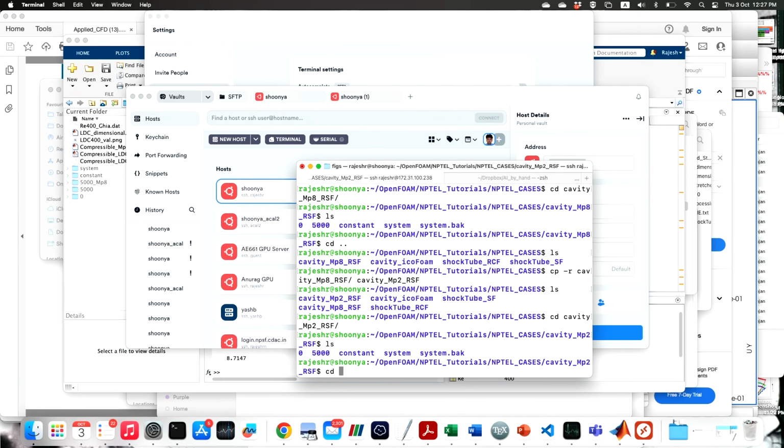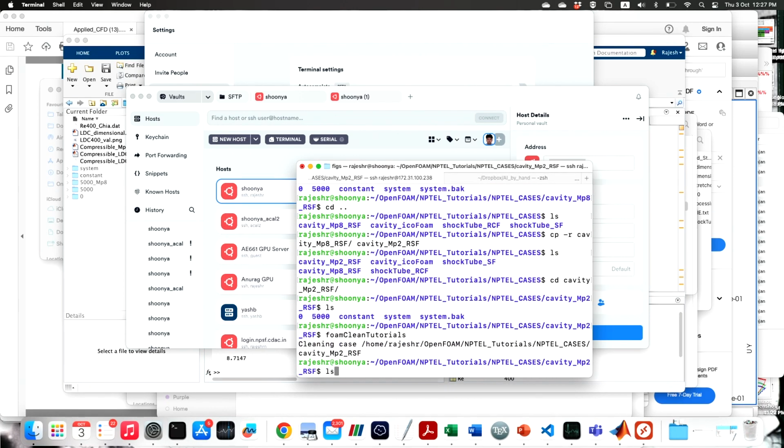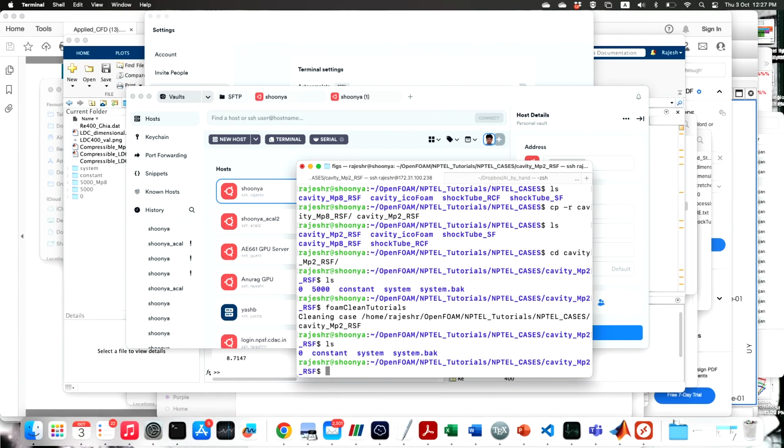Now I will just clean this case, foam clean tutorials. Now I think everything is gone here. We had a solution up till 5000, now it is gone.